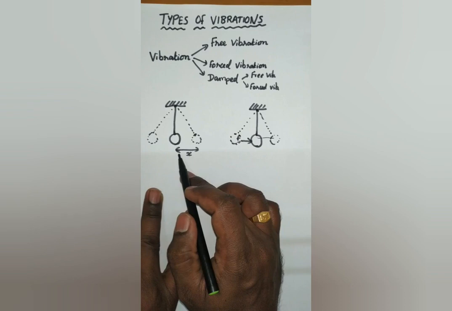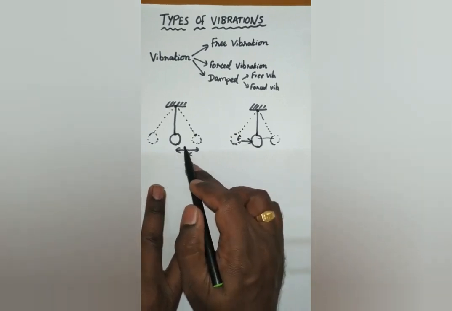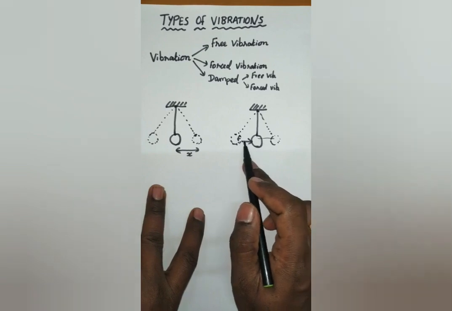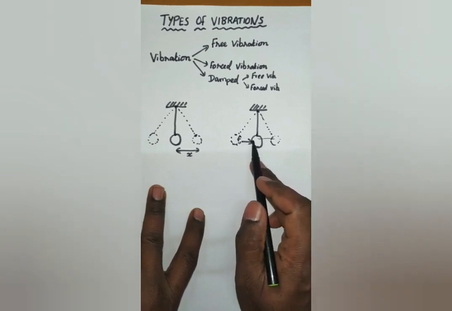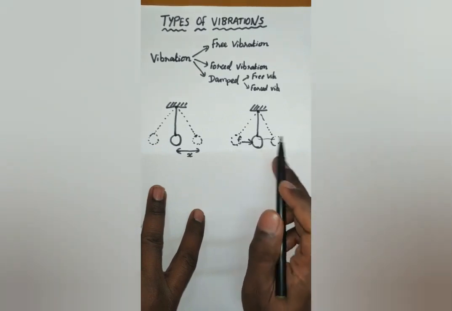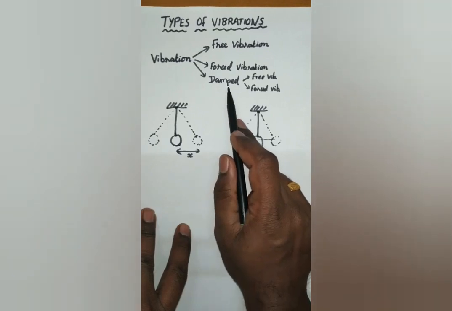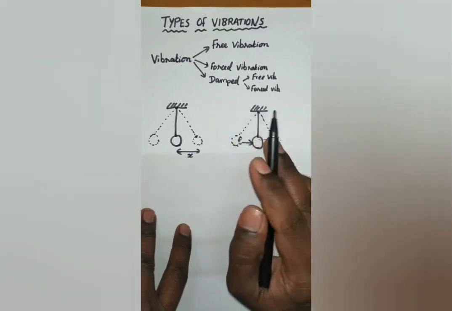So here I'm applying an initial displacement so that vibration starts. That's why it is called free vibration. Here I'm applying a force F at this point so that the pendulum starts vibrating. Okay, this is forced vibration. Now what is damped free vibration and damped forced vibration?